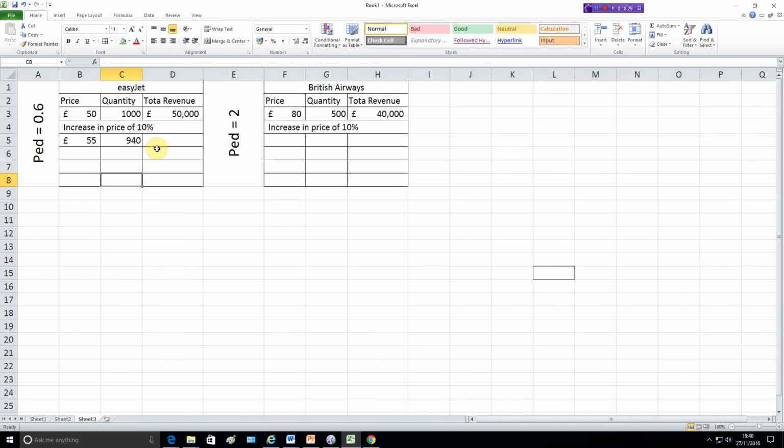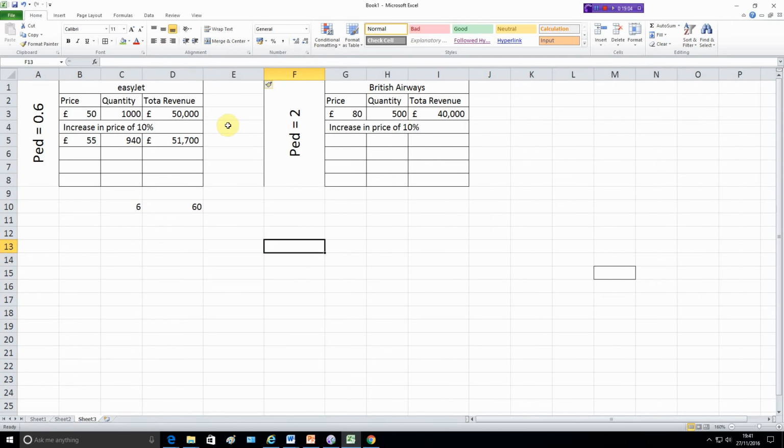Okay, so I'll repeat myself again. 0.6 times 10, we get 6. And to calculate 6% of 1,000, we say 1,000 times 6%, which is 60. And 1,000 less 60 will be 940. So to calculate the new revenue, we say 55 times 940, 51,700. Let me insert another column and put this down as change in revenue.